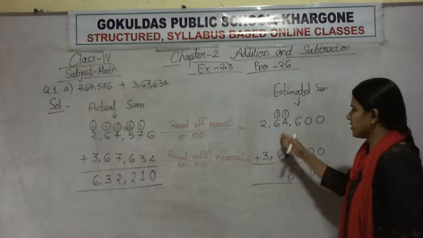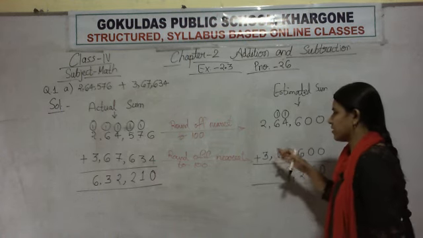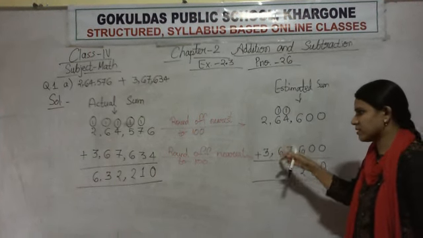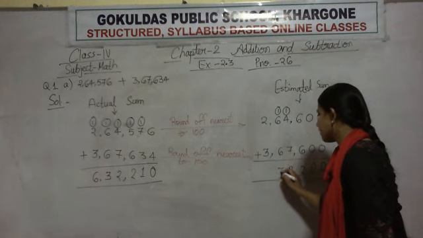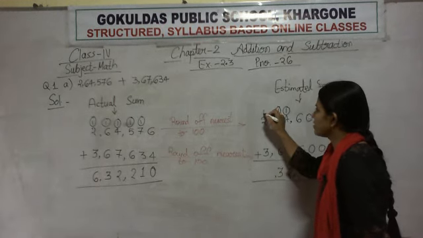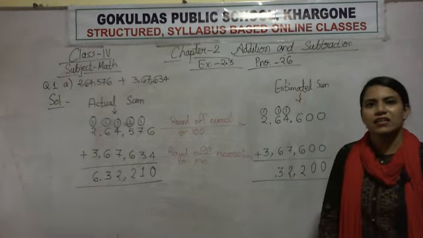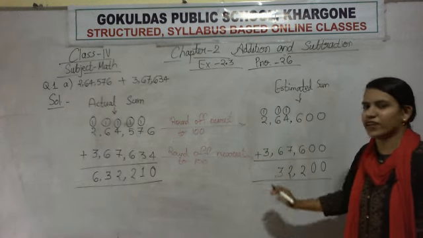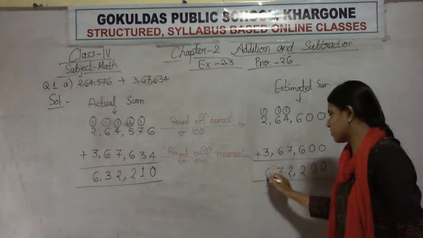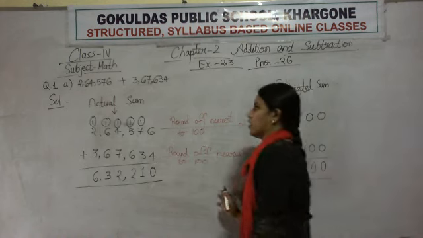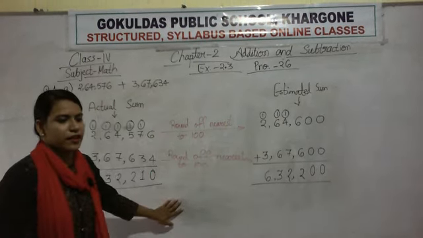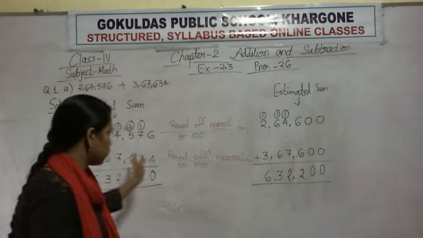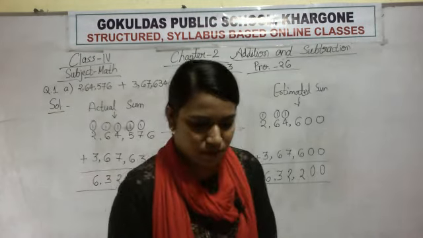Now add the digits in the next column. 1 plus 6 plus 6. 1 plus 6 is 7 and 7 plus 6 is 13. So you will write 3 over here and 1 is regrouped with the last column. Now 1 plus 2 is 3 and plus 3 is 6. Okay, so this is how we find the actual sum and estimated sum.